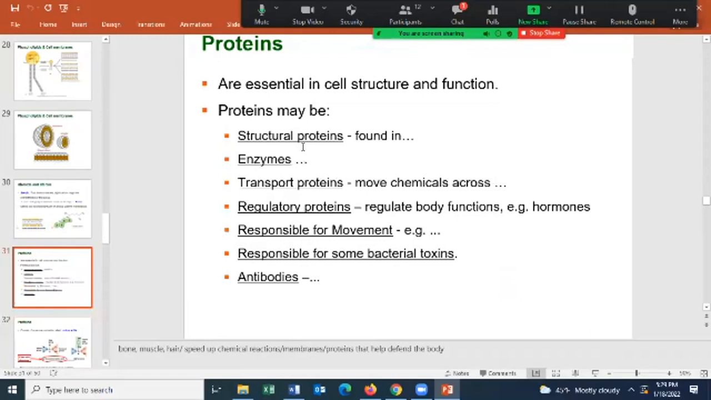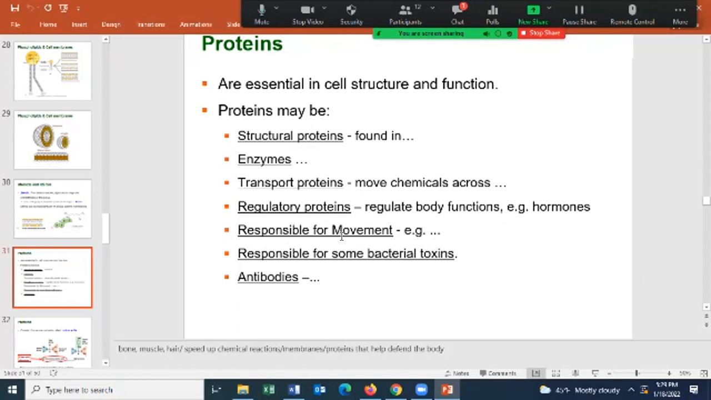Proteins may be structural proteins found in bone, muscle, or hair. Proteins may be enzymes which speed up chemical reactions. We'll talk about that in a little bit, not today, but later in the class. Proteins may be transport proteins, which move chemicals across the plasma membrane. Proteins may be regulatory proteins, which regulate body functions. An example would be a hormone, like a growth hormone that causes the child to grow.